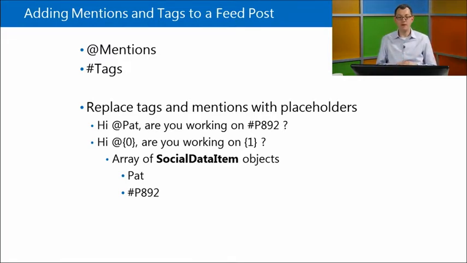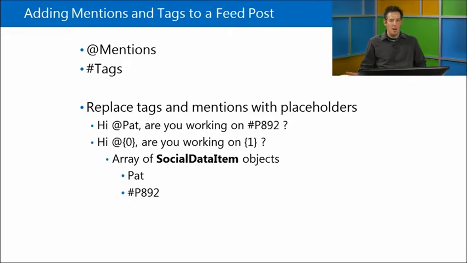So if in the user interface I was going to type, "Hi, @Pat, are you working on #P892?" In my code, I'm actually going to want to put the curly brackets in with the 0, counting starting at 0, and a curly bracket with the 1, and then pass in an array of social data item objects, which I will build separately. Okay, and so that would have both Pat, and then you'd also put in the hashtag as well.